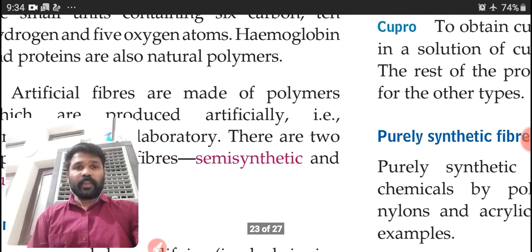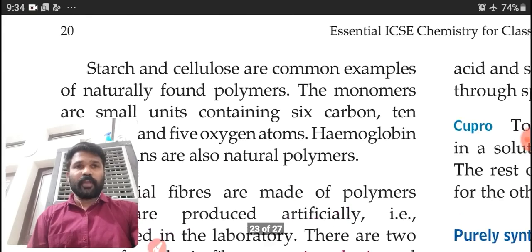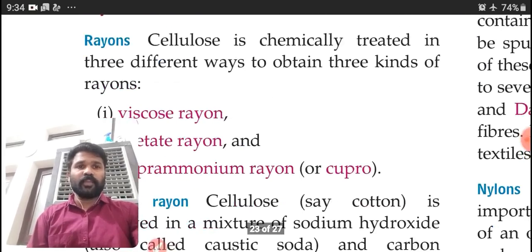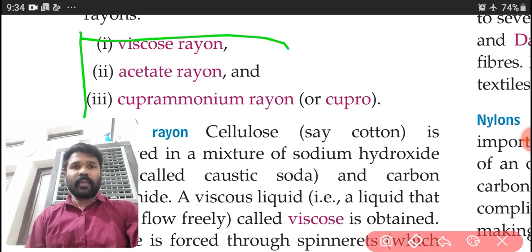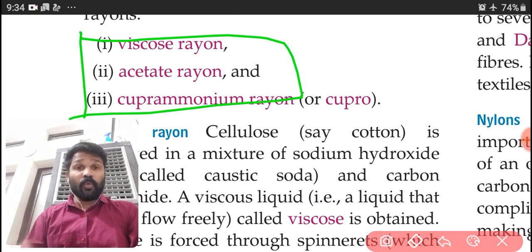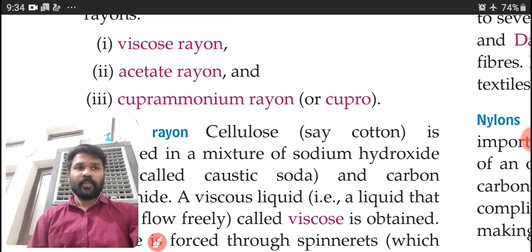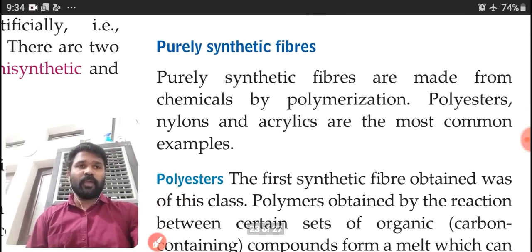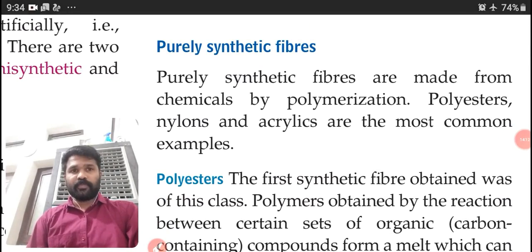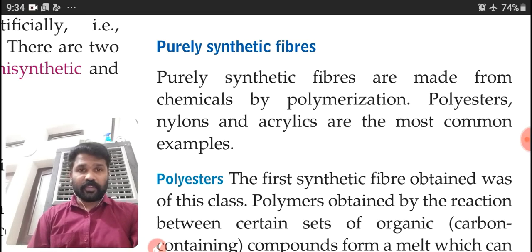Okay, once again, students, there are 3 types of rayons here: viscose rayon, acetate rayon, and cuprammonium rayon, and how they can be manufactured we have discussed here. Now we are going to discuss purely synthetic fibers. This point will be discussed in the next class.